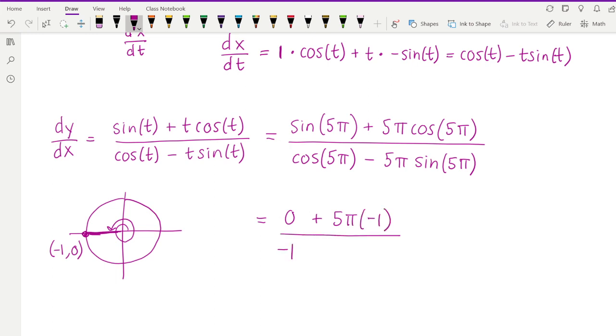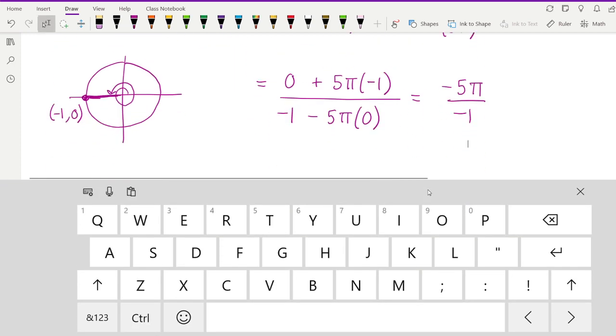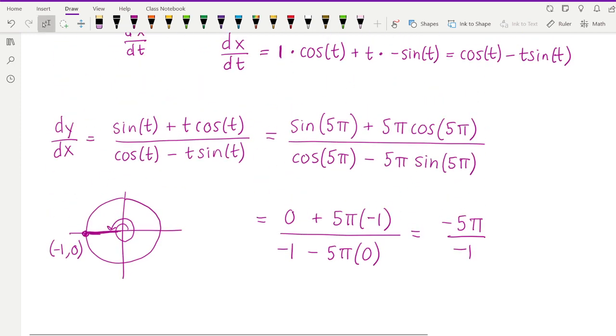So here we have -1 minus 5π times 0. So altogether, this is going to give us, in the numerator, -5π, and in the denominator, -1. And so these are going to cancel out and give us just 5π. So that is the slope of our tangent line at 5π. It kind of works out in a funny way. The slope is the same as the t value.